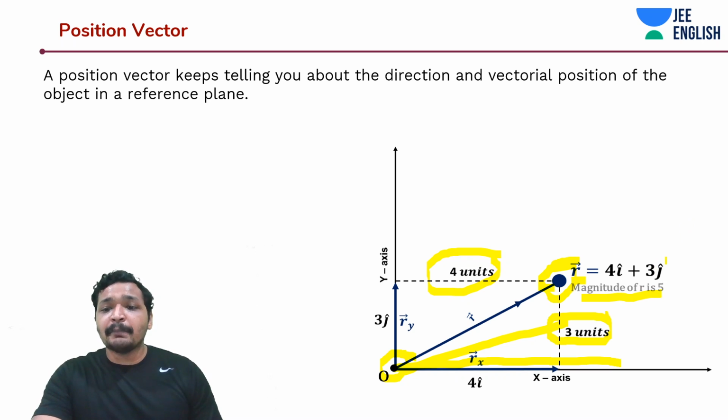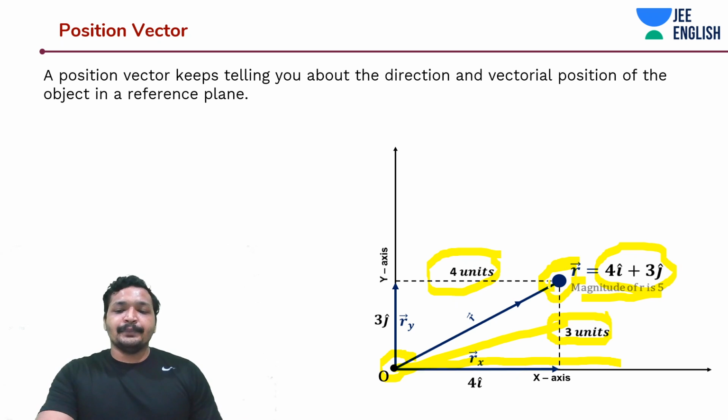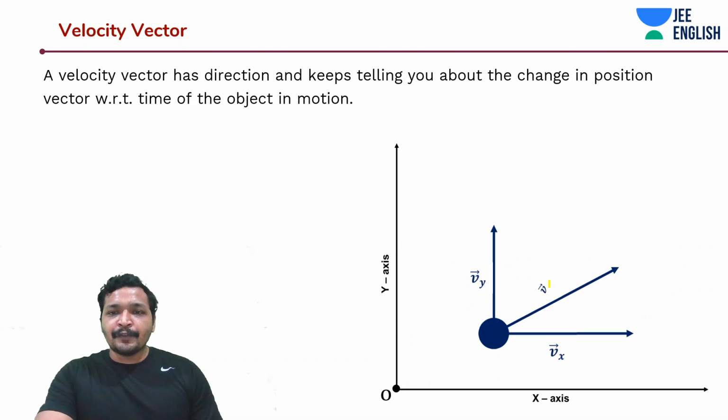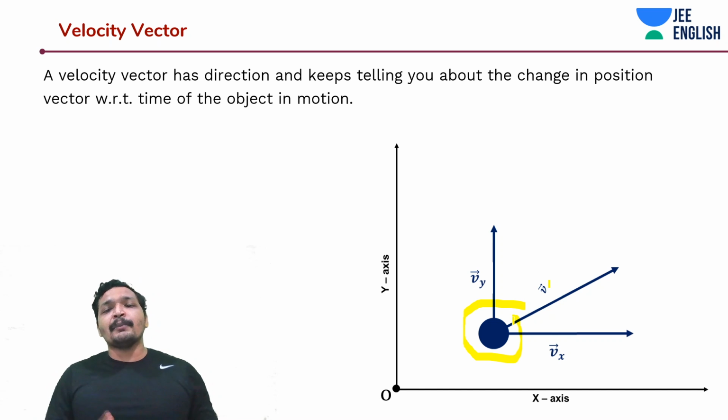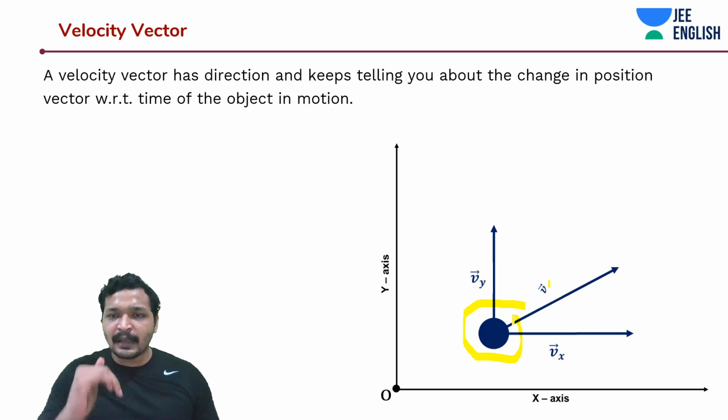This 4i cap plus 3j cap tells you the exact position of this point object. So now let's say I'm saying, hey, let's meet, and I'm moving at 1 meters per second. So now again, it's a confusing thing, right? I'm over here, I'm saying that let's meet, I'm moving at 1 meters per second. But how is my position changing? Is it changing along x-axis, y-axis, or at some angle?